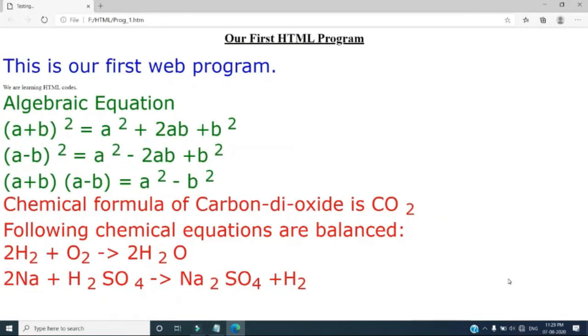So this is all about our superscript and subscript. I hope you understood. Try it out on your system and enjoy it. Bye bye.